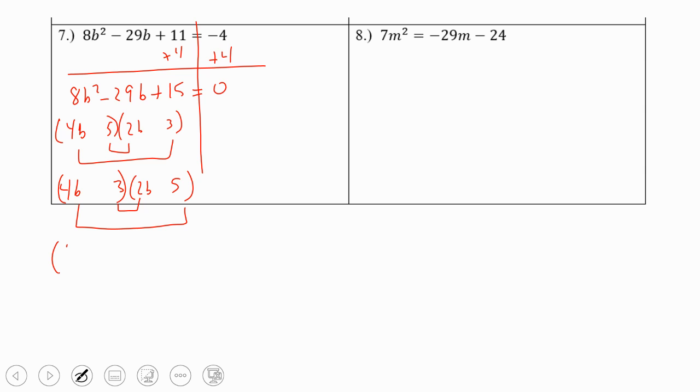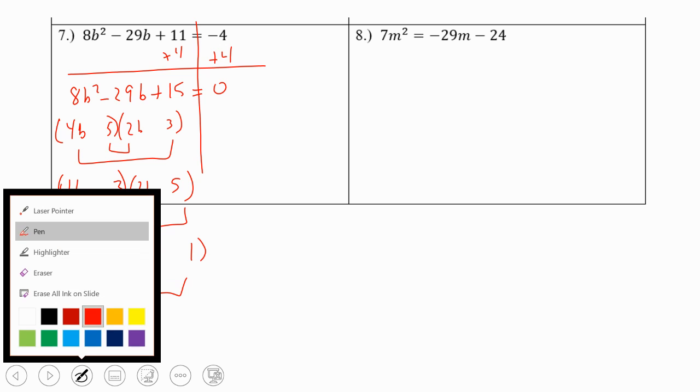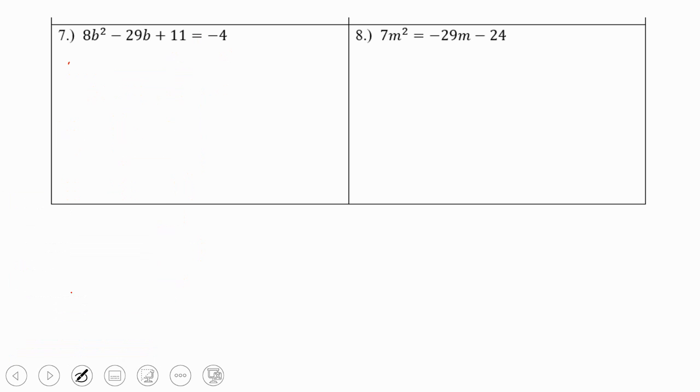So I have not tried 15 and 1. That gives me 19, doesn't work. I know if I switch the 1 and 15 around, I'm going to get a really big number. So the 4b does not work. So let's try, this was 15. Let's try 8b and b. Let's try our 5 and 3 with that.